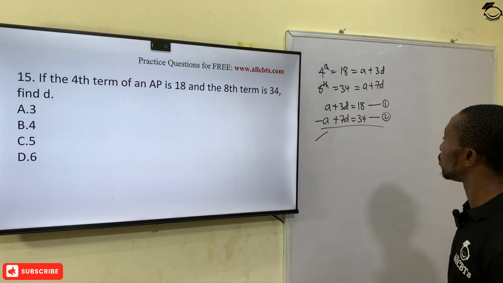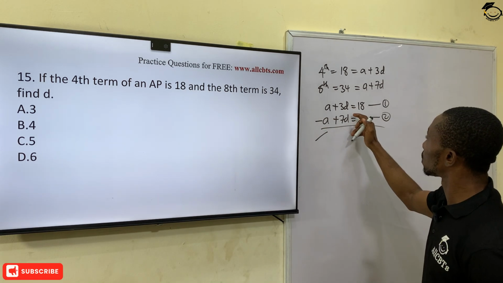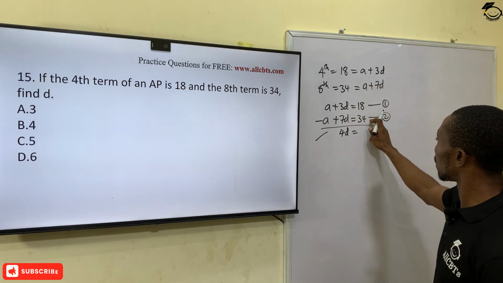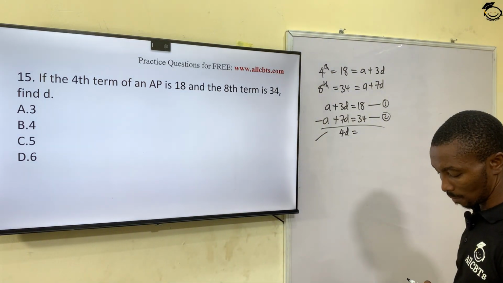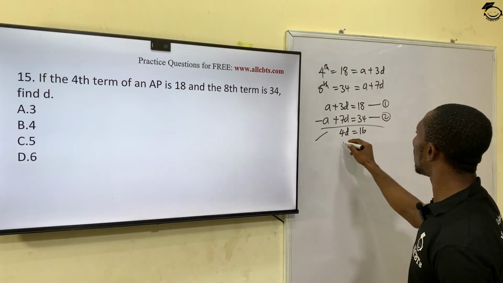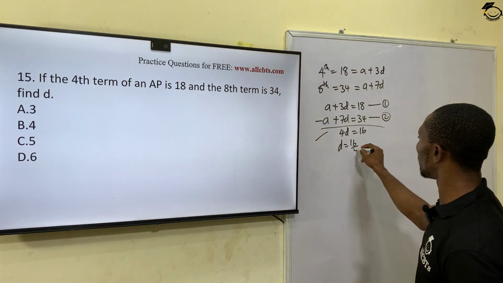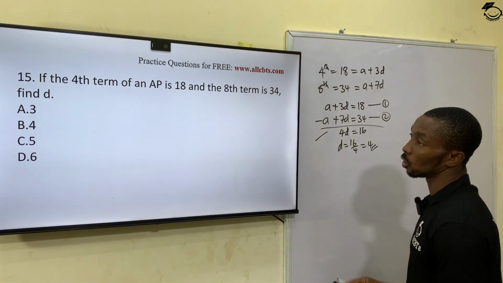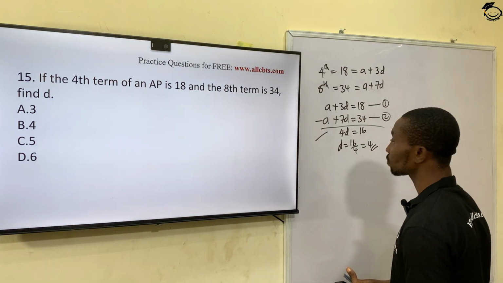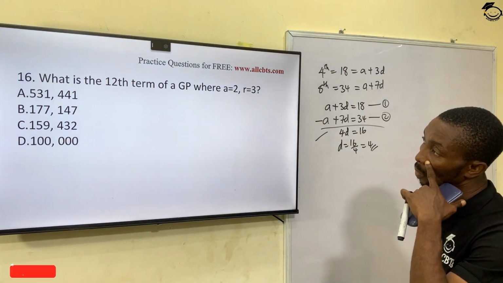Minus A will cancel out, leaving us with 7 minus 3, which will give us 4D, and 34 minus 18 would give us 16. So our D would be 16 divided by 4, which is 4. So the common difference for this sequence is 4.